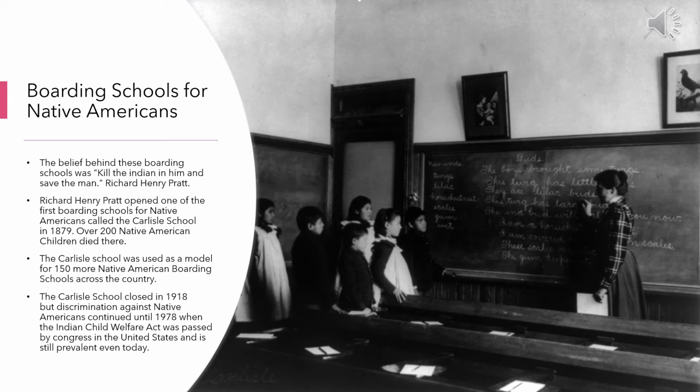The Carlisle School was used as a model for more than 150 other Native American boarding schools across the entire country. The Carlisle School closed in 1918, but discrimination against Native Americans continued until 1978, when the Indian Child Welfare Act was passed by Congress in the United States, and it is still prevalent today. In the picture to the right, you can see a group of Native American children in a classroom setting, and a teacher is teaching them how to read and write.